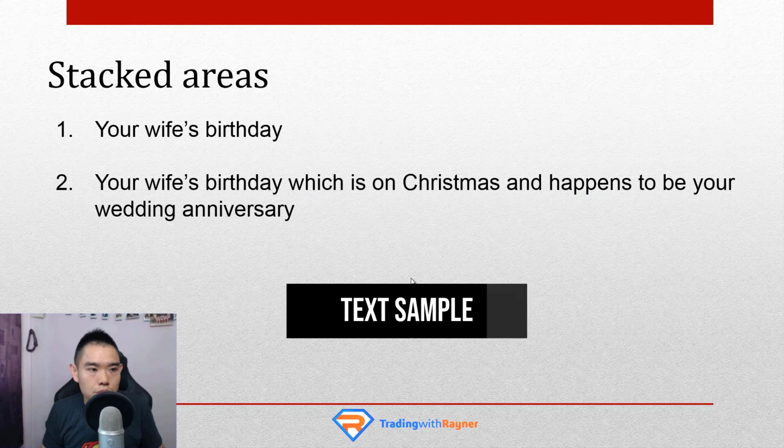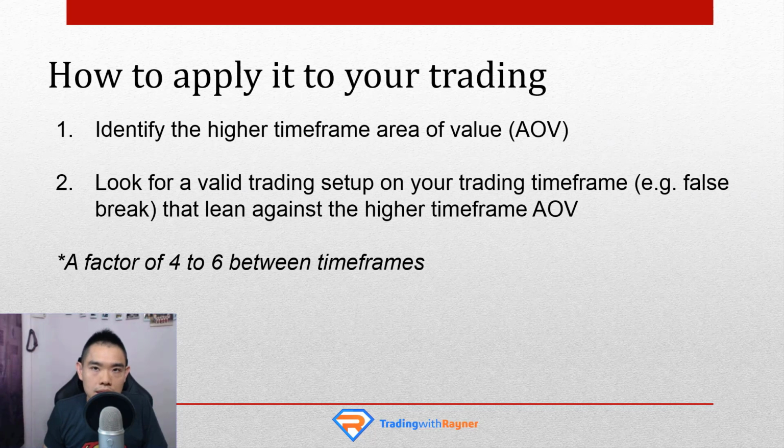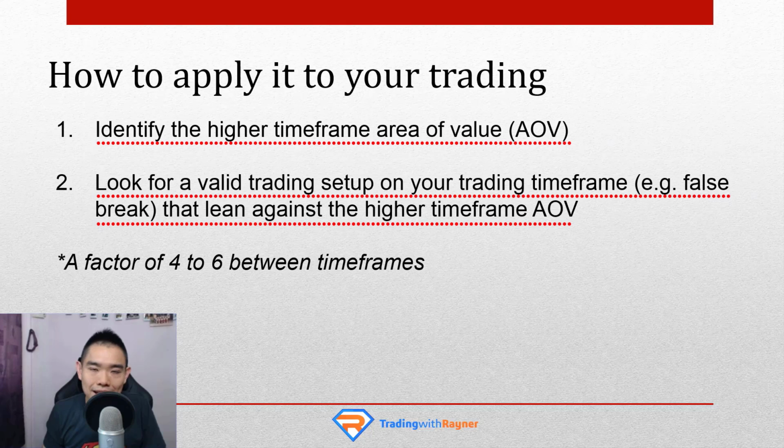So how do you apply this to your trading? A few things that you want to pay attention to. Number one, you want to identify the higher time frame area of value first. Number two, then you can look for a valid trading setup on your trading time frame. And that trading setup actually leans against the higher time frame area of value that you have drawn in number one. For example, it could be something as simple as the false break setup, which I'll share with you later. One thing to point out is that you want to have a factor of between 4 to 6 between the two time frames.